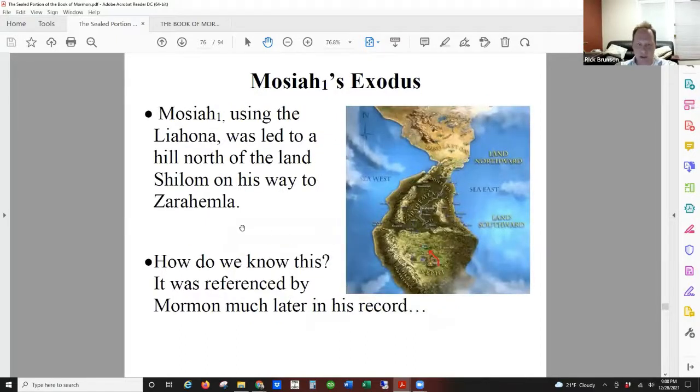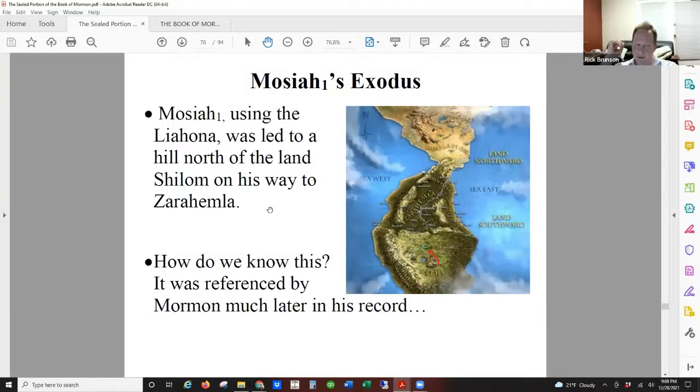And I'll read Lapham's account of that in a minute. So Mosiah the elder, using the Liahona, was led not straight to Zarahemla. I want you guys to remember this. He was first led to a hill north of the land of Shiloh on his way to Zarahemla. That's where he was led to.